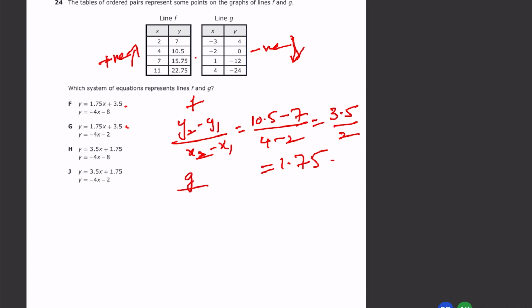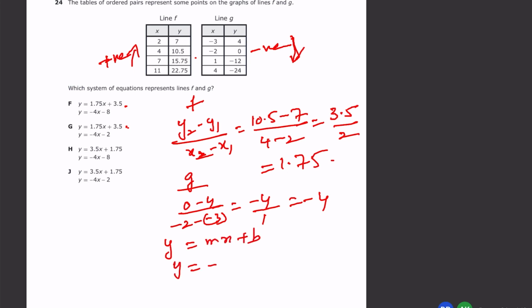For g you can see the value: 0 minus 4 divided by minus 2 minus minus 3, which is equal to minus 4 by 1. So minus 4 is the slope. In both of them, again, minus 4 is there. Now we are going to substitute into the second equation, that is y equals mx plus b, for line g. So y equals minus 4x plus b. We'll find out what b is.